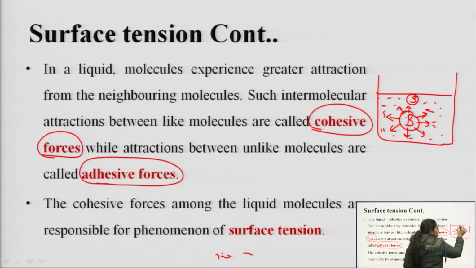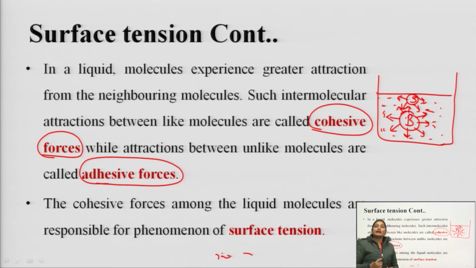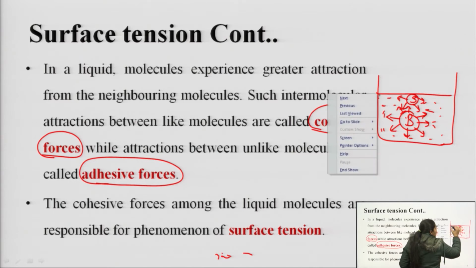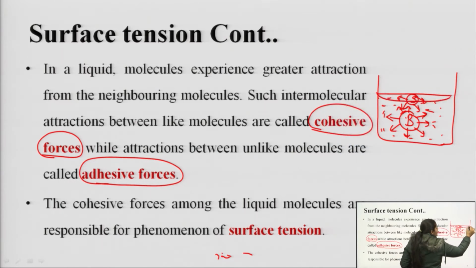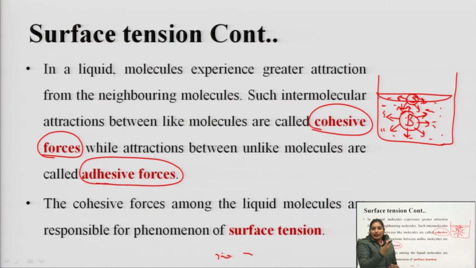But at the surface there is a molecule S, which will face some forces from the neighboring molecules, but there is no molecule above S, above the interface. So, there are fewer adhesive forces, or less attraction between unlike molecules. So, this meniscus will tend to pull downward with the help of cohesive forces.